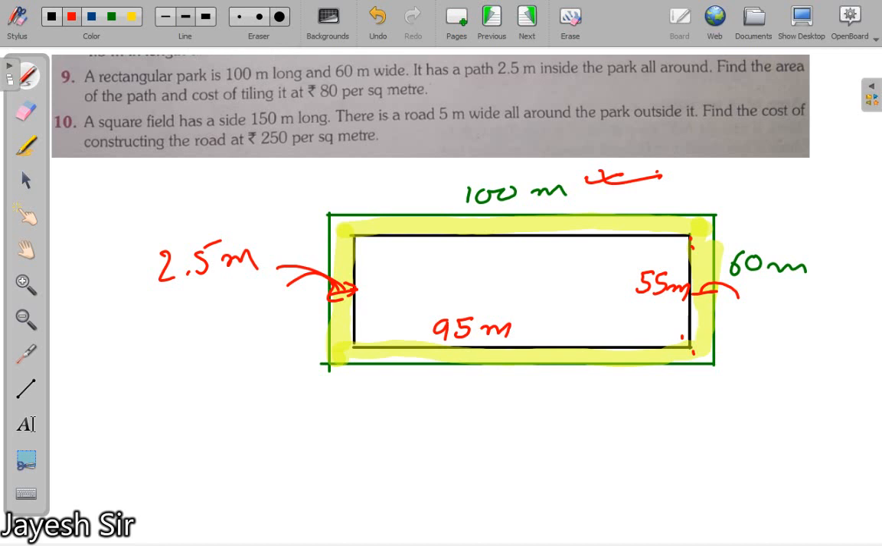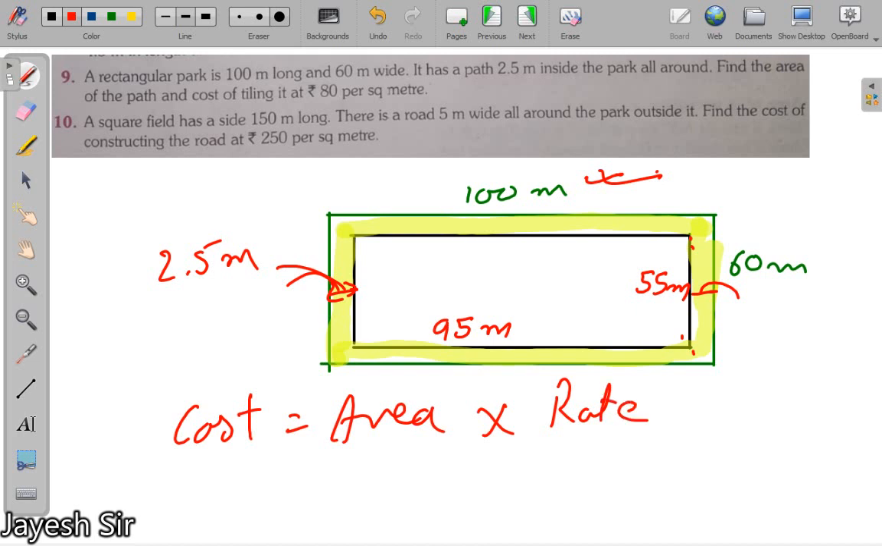Find the area of the path and cost of tiling it at 80 rupees per meter square. You have to determine the area of this path and also the cost. How will you determine cost? Cost is equal to area into rate. If you determine the area of this yellow shaded region, you can easily determine the cost by applying the formula cost is equal to area into rate.